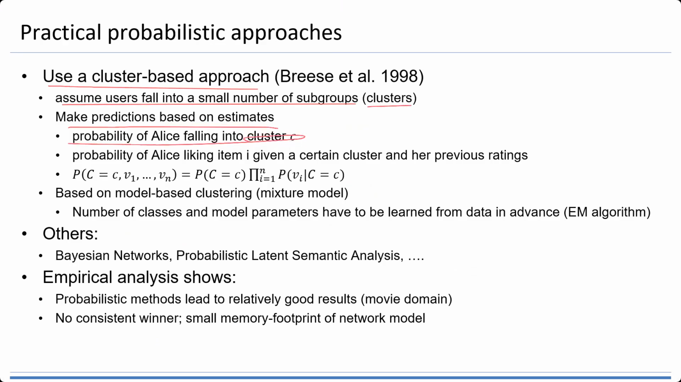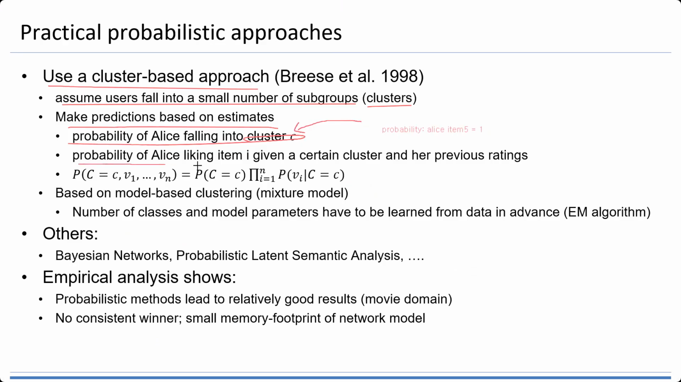So in the previous one, we wanted to calculate the probability, and the probability means what is the probability that Alice will give item 5 rating 1. Okay. But in this case, I will not predict the rating, but I just predict what is the probability that Alice will be in the cluster C.